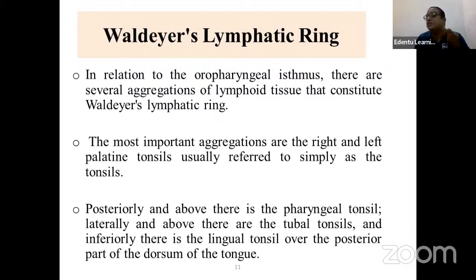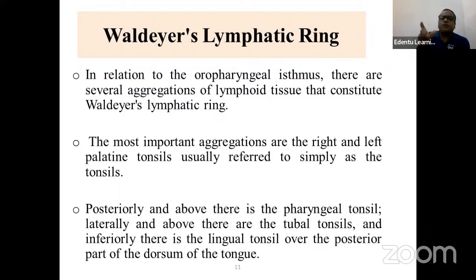Behind the larynx is called laryngopharynx. So this Waldeyer's lymphatic ring is behind your mouth, at the oropharyngeal isthmus. There is a left side and a right side, and all this is the ring. The most important aggregations are the left and right palatine tonsils, which are at 5 o'clock and 7 o'clock position.